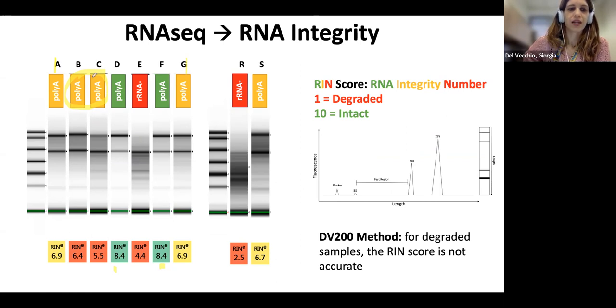So for these two samples, I would suggest thinking about ribosomal depletion, okay? For the 4.4 and 2.5 samples, we have no choice. There is no way to perform a poly-A capture. It doesn't really make sense because everything is degraded. So the only option we have is to perform a ribosomal RNA depletion approach.